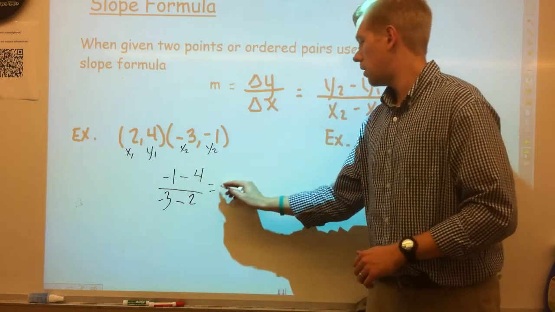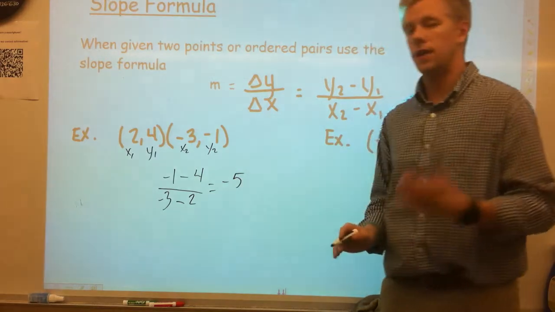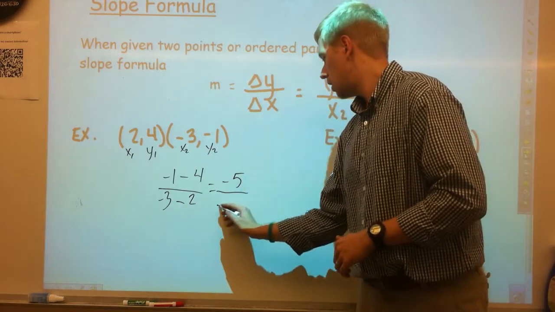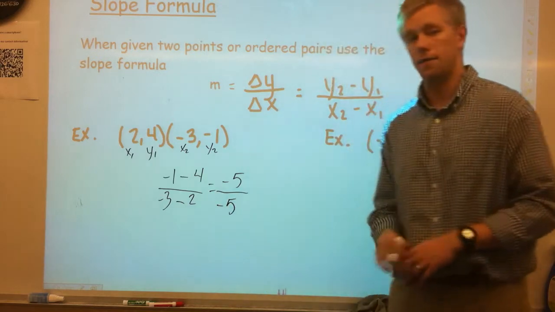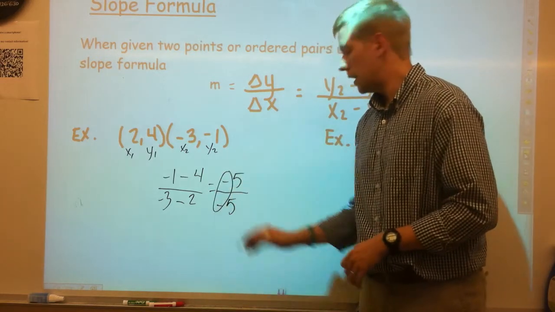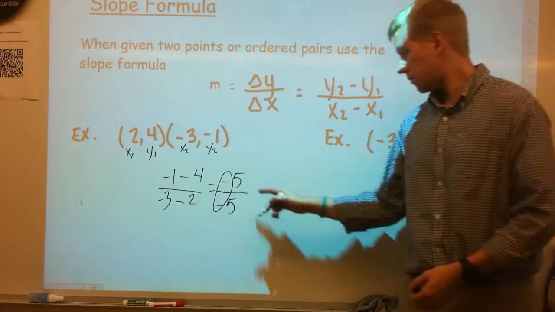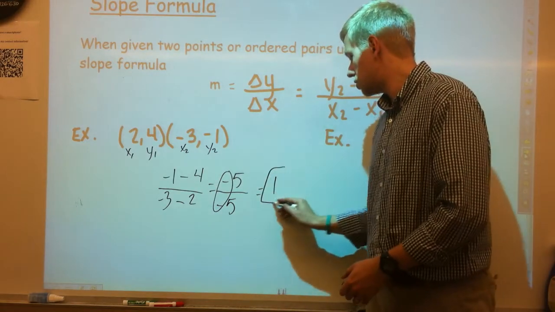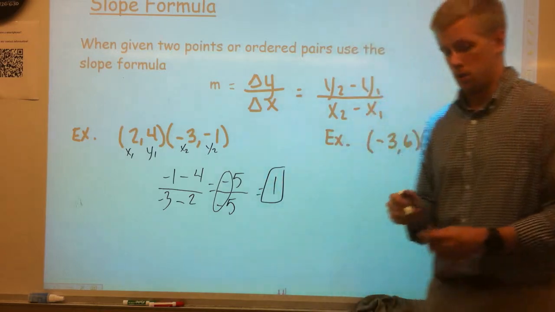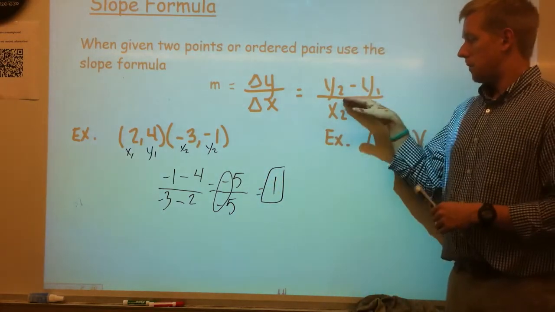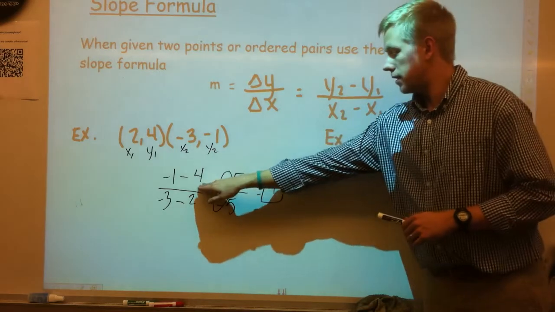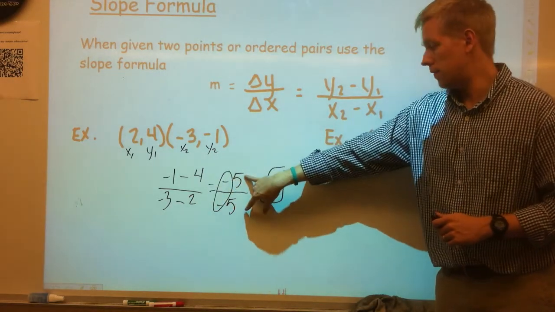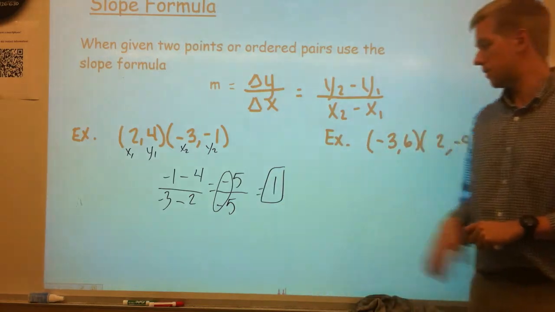-1 minus 4 is -5, again going back to the number line, divided by -3 minus 2 is also -5. My signs are the same. It's going to be a positive slope. 5 divided by 5 is 1. So my slope between those 2 points was 1. That's how I use the slope formula, labeling my points, plugging the numbers in, determining is it positive, is it negative, and then dividing my numbers. And I got my answer of 1.